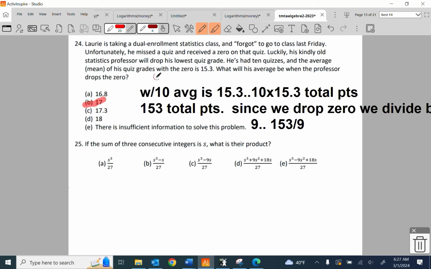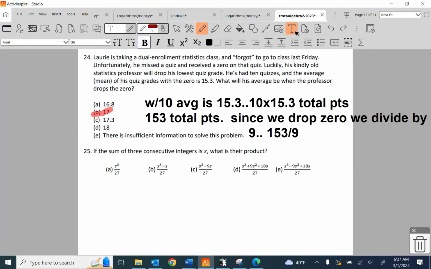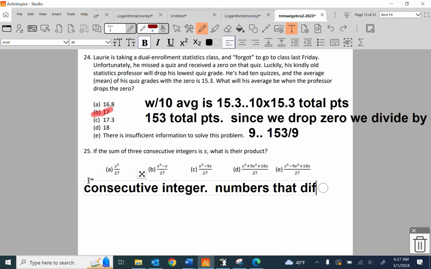All right. 25 is a good question. If the sum of 3 consecutive integers is s, what is their product? First off, what's a consecutive integer? Those are numbers that differ by 1. And I know that the sum of 3 things is s. So if I add something, I add something, I add something, I get s.